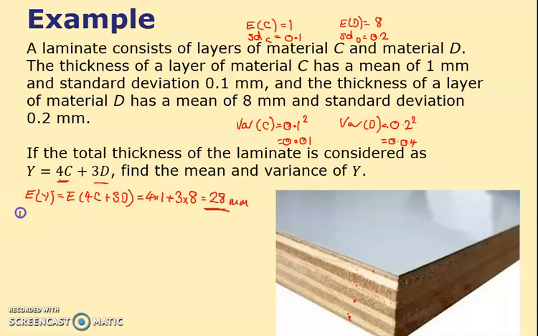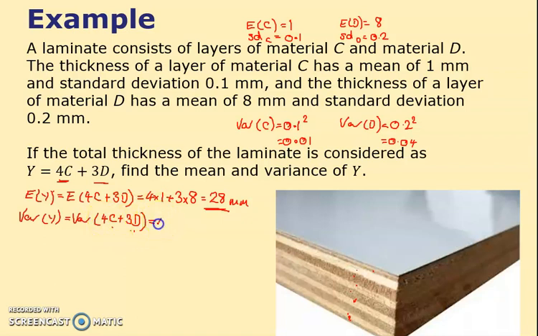Now what about the variance? This is where you could go wrong. The variance of y, which is really just a posh way of writing the variance of 4C plus 3D. Notice these are both variables. So these are both variables. They're not like adding a number on. You're timesing 3 by the thickness of D. So this is where we have to use our rule for the variance.